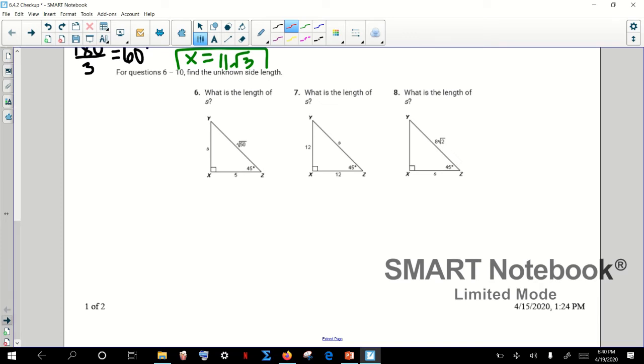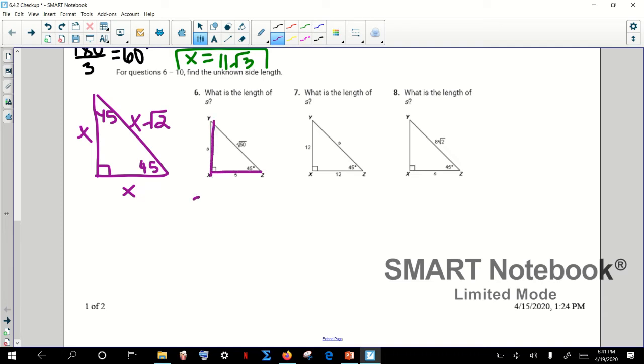Alright, let's move on to 45, 45, 90 triangles. Just so we have it, on the left side, I'm going to draw the 45, 45, 90 triangle. If you remember, each leg of the 45, 45, 90 triangle is equal to x because they're equal. And then to get to the hypotenuse, you take whatever one of the legs is and multiply it by square root of 2. Alright, so let's look at 6, 7, and 8. In this triangle, I'm given one of the legs, and so I need to find the other leg, which is S. What do we know about the two legs of a 45, 45, 90 triangle? They're equal, so S is also equal to 5.